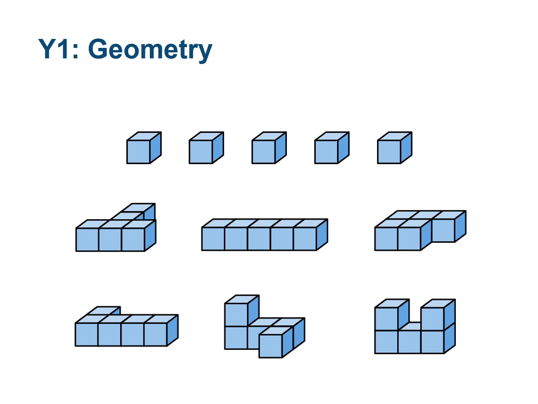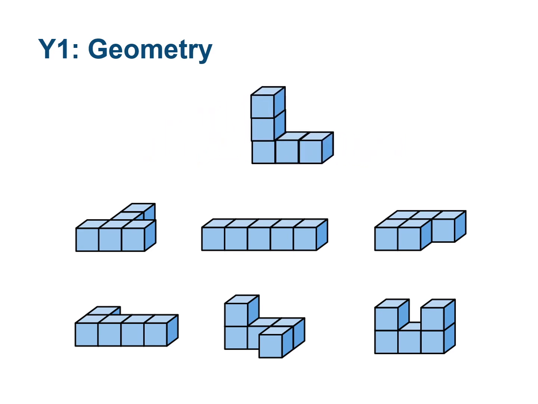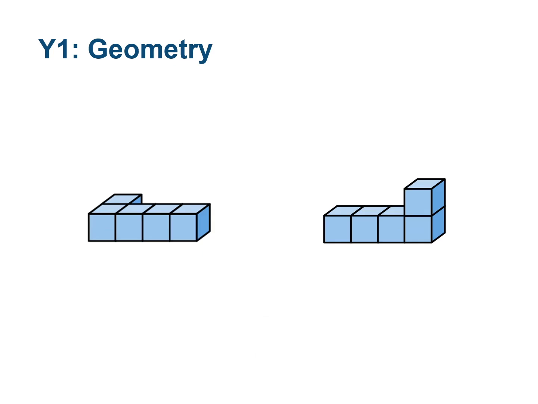Pupils should also compose and decompose 3-dimensional shapes, for example, investigating what compound shapes can be made from 5 linking cubes. Pupils should be able to rotate and turn shapes to help compare them, such as comparing these 2 shapes here and discussing whether they're the same or different.